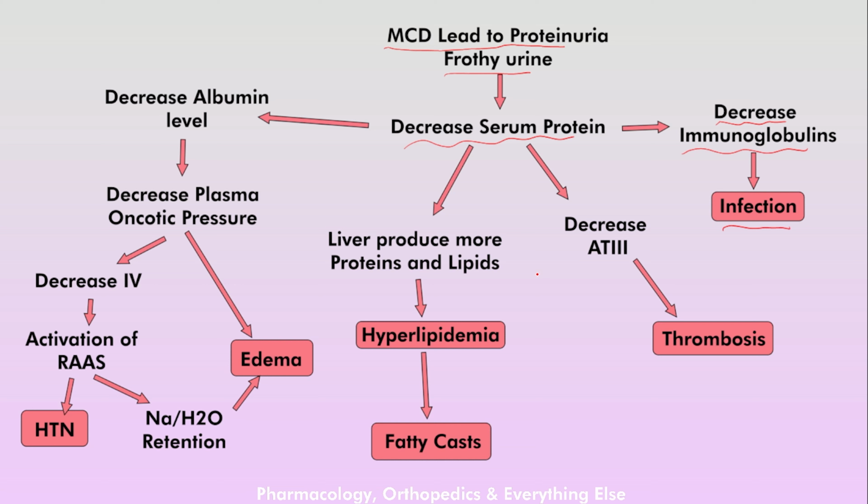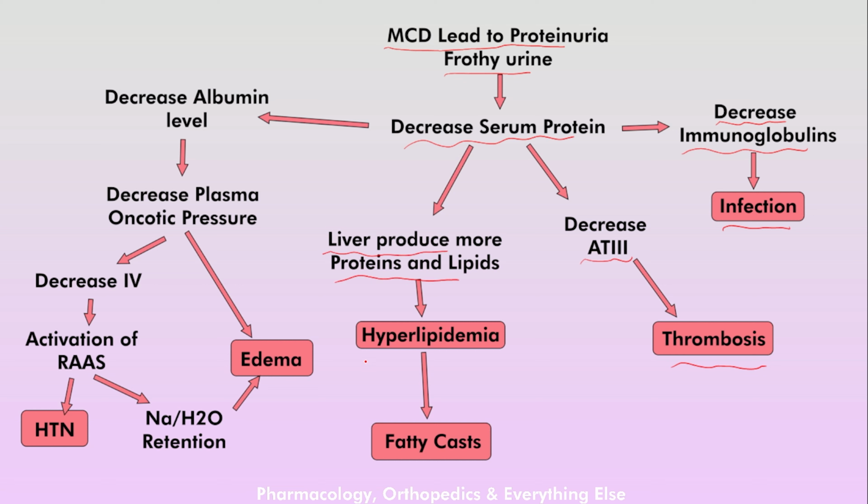Other proteins lost are the coagulation factors, and the anticoagulants are lost too. One of the anticoagulants lost is antithrombin 3. Antithrombin 3 is responsible for deactivating the active forms of factor 2, factor 9, factor 10, factor 11, and factor 12. If this is lost, it will lead to increased susceptibility to coagulation and subsequent thrombosis. As a result of the protein loss and decreased serum protein, the liver would react by producing more proteins and lipids.